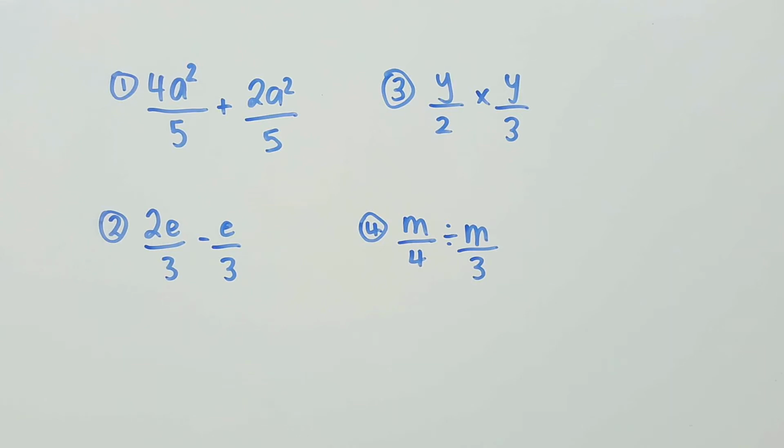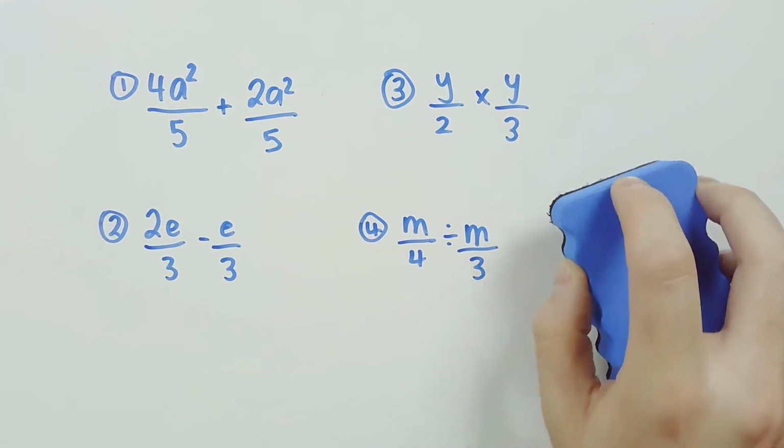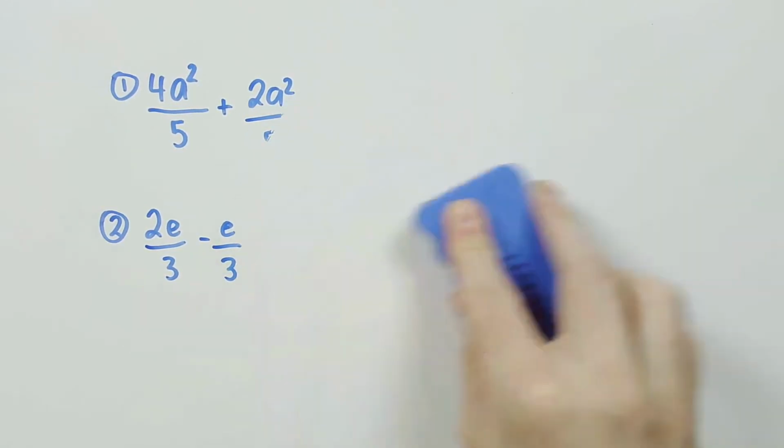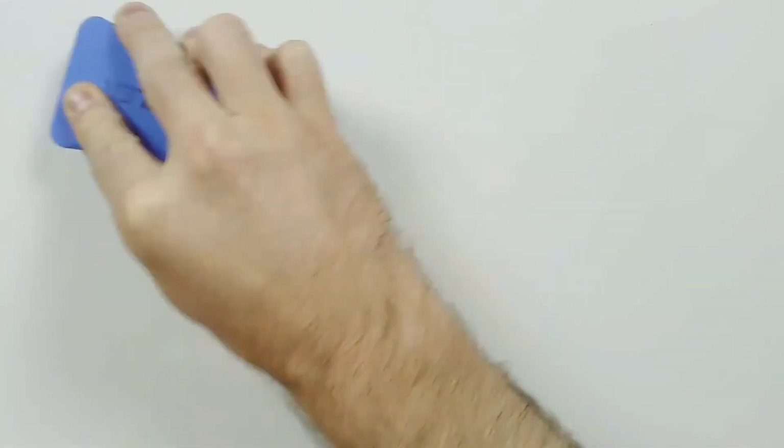Hey guys, in this video we're going to have a look at some of the basic operations used with algebraic fractions. So we're going to look at addition, multiplication, subtraction and division, and the basic rule for applying these to algebraic fractions. We'll get to some of the examples you see below at the end of the video, but let's start out by just writing the general rule for each of the four cases that I mentioned.